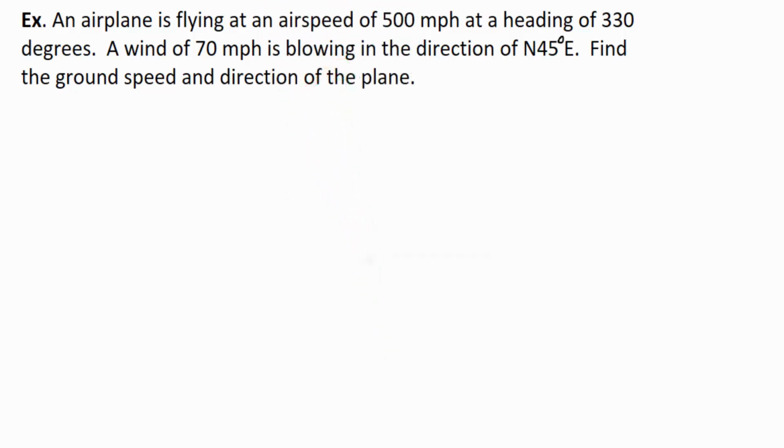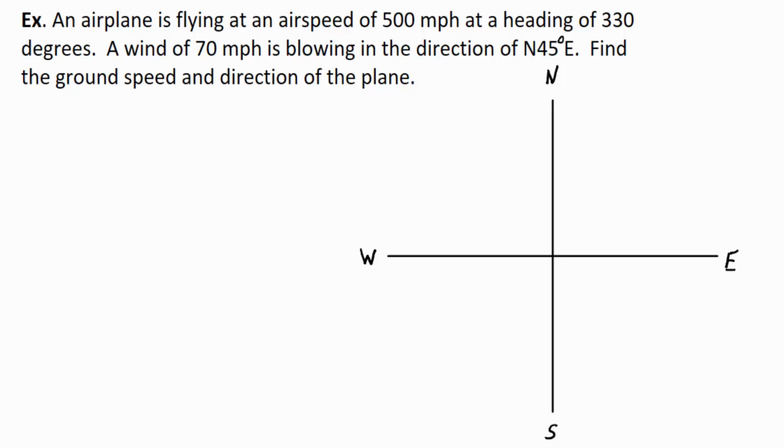Okay, so we're going to draw the picture here and use what we've learned so far to set everything up symbolically and figure it out. So let me draw a couple of arrows here. Okay, let's draw the airplane arrow. The airplane is flying the vector, really it's a velocity vector for the airplane. I'll write that down in a second. It's flying at an airspeed of 500 miles per hour at a heading of 330 degrees.